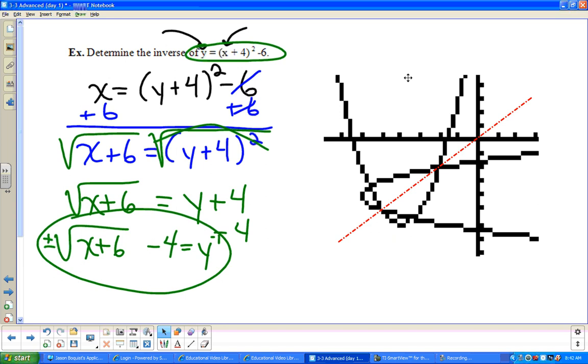So it's one easy way to check when you graph it. If it's not a reflection over the line y equals x, then you don't have the inverse. And if I didn't have the positive and negative here, I didn't have the entire inverse. Any questions so far about inverses?